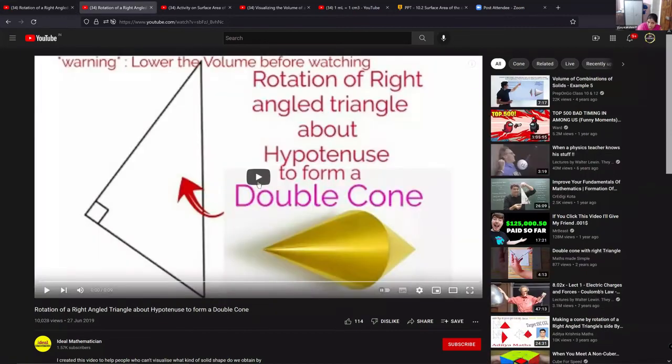And similarly, when we rotate the right angle triangle about its hypotenuse, we can ask them what kind of figure can be seen. If they are not able to understand, we can take the right angle triangle, place the stick along its hypotenuse, and rotate and show it. If you are able to show this video, they would understand very well. Yes, so now here, they could see the double cone. So like this, we can show some videos.